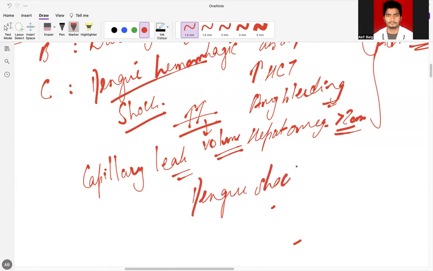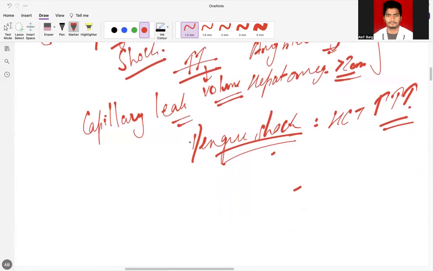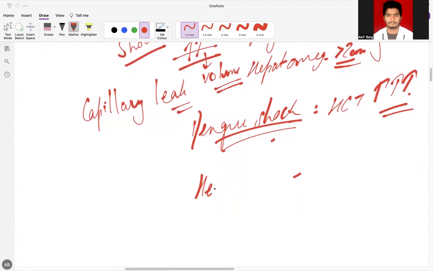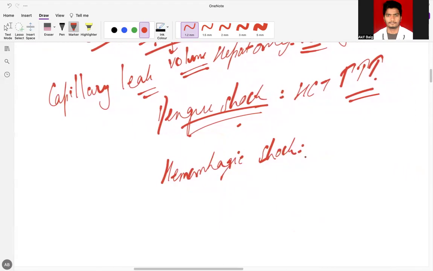Suppose the patient goes into this type of dengue shock, what happens is that because the fluid is leaking out, all the blood cells stay inside only, so the blood becomes more and more concentrated and hematocrit keeps rising. Another thing which can occur is hemorrhagic shock, where the patient can start bleeding due to decreased platelets or anything. The patient may get active bleeding.